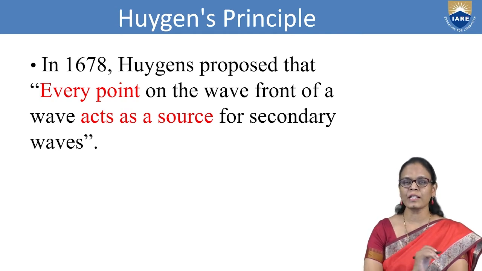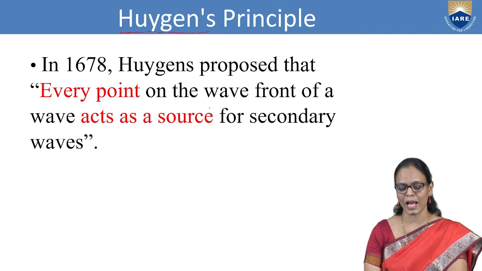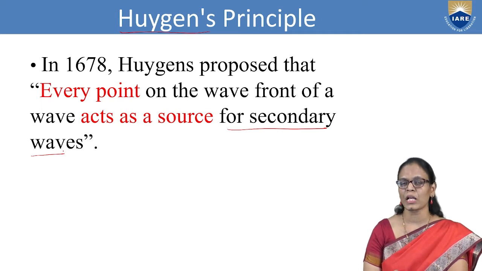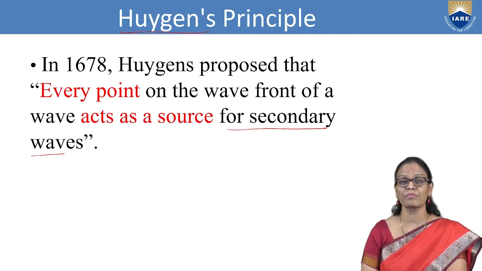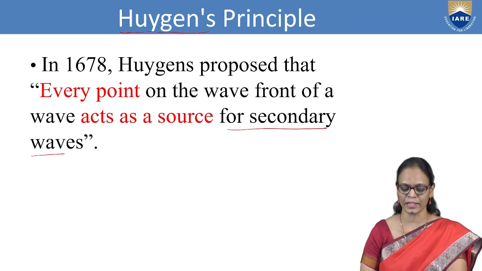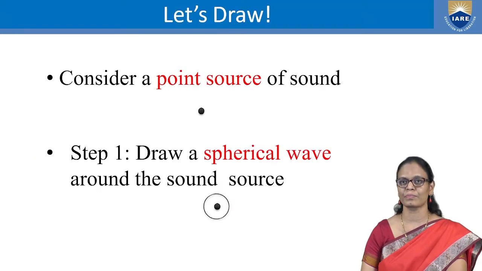Now, I will put it in simple words, whatever principle was given by Huygens. He proposed that every point on the wavefront acts as a source for secondary waves. So, suppose you have a wave, every point on the wave will act as a source and it will start emitting secondary waves. We are going to see and construct a secondary wave. So, let us now try to draw the wave.